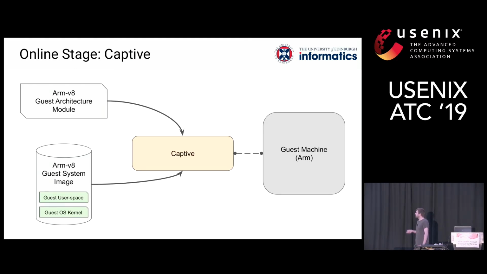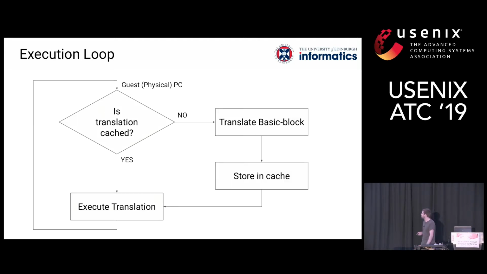So taking this guest architecture module, which contains all of these generator functions, we pop it into Captive, into the online stage, into the hypervisor stage, along with your guest system image. So that contains your kernel, and it contains your user space, or any disk images, platform description, what sort of devices exist in the platform. Pop it into Captive, and Captive runs that, and you get your guest machine that is described by the architecture.